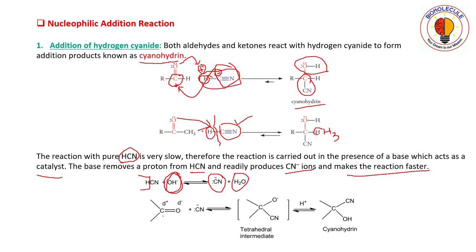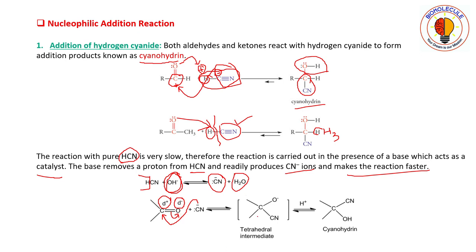Now you can see that in the carbonyl group, carbon bears a delta positive charge and oxygen bears a delta negative charge. Opposite poles attract each other. Cyanide, being negatively charged, will attack the carbonyl carbon, and the pi bond will shift onto the oxygen atom due to its electronegativity. As oxygen is more electronegative than carbon, it will handle the pi electrons much more efficiently. So the pi electrons will go over to the oxygen atom.